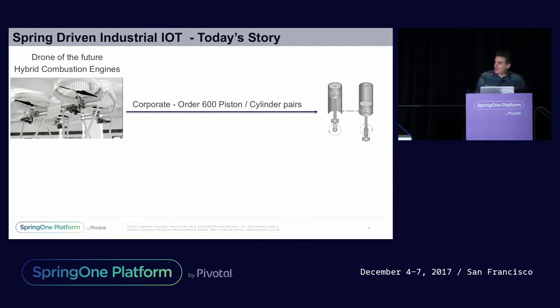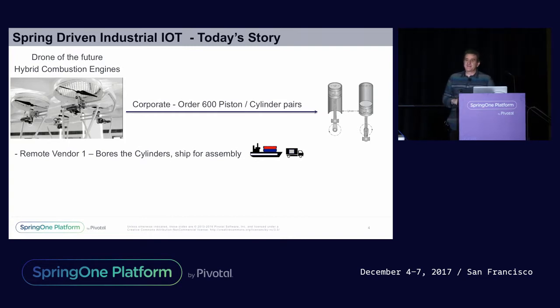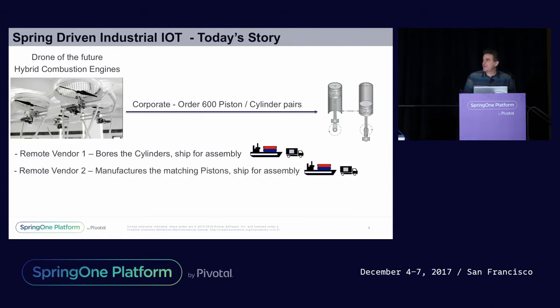In our example, we're going to have one vendor who bores the cylinders in the engine blocks and ships that out for assembly. We'll have our second vendor actually making the pistons. The second vendor is going to have to know the exact size within tolerance that we can make those pistons.